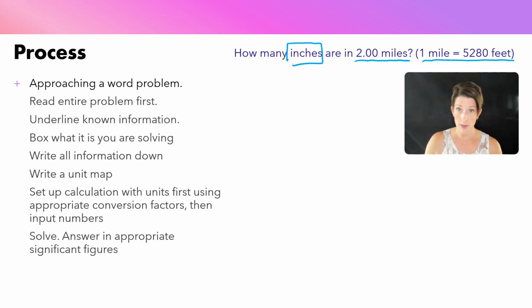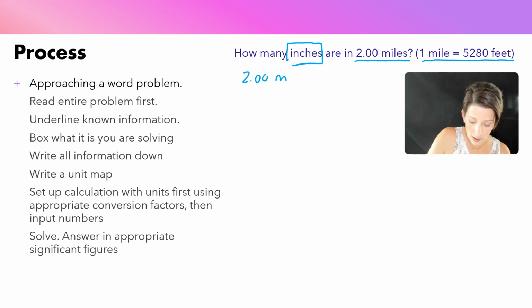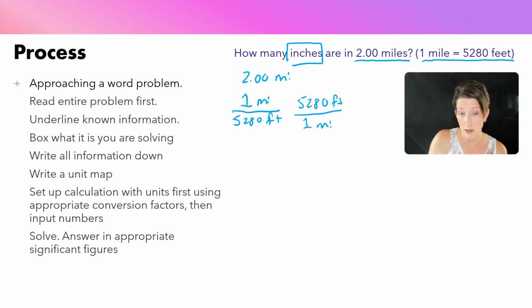So I'm going to pull this information down. I'm reading it on my screen. I'm going to write it down on my paper. I know that we're starting with 2.00 miles. I was given a conversion factor. At this point, I suggest writing the conversion factor both ways until you become comfortable and confident in how to identify how to put the conversion factor together. And I am looking for inches.